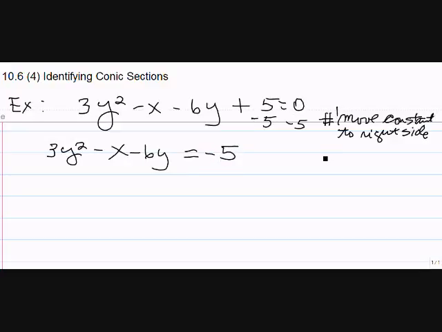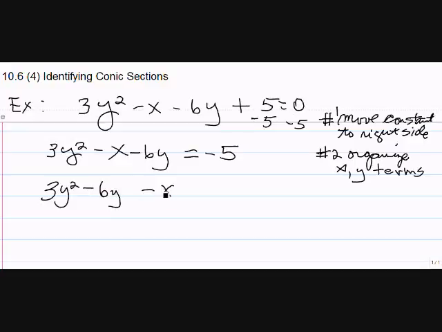Oops, that's step number 1. Sorry. Step number 2: I'm going to organize the x and y terms. I'm going to put the x squareds with the x's, the y squareds with the y's. So I'm going to change this to 3y squared minus 6y minus x equals negative 5.